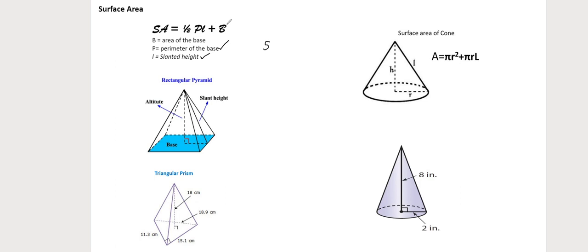and then plus capital B. And remember that capital B stands for area of the base. Okay. So there's many things you have to do in this case to be able to find the surface area. So again, perimeter, you have to have the slanted height. You take half of that and then you add it to the area of the base. Okay, area of the base. And we're going to do some examples with that.